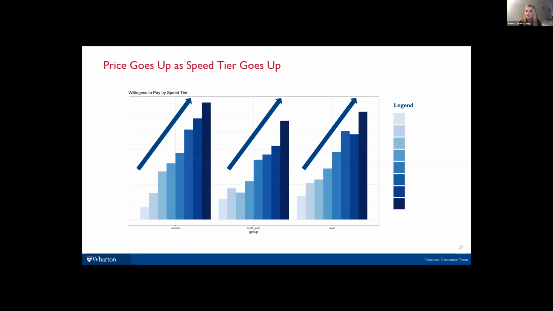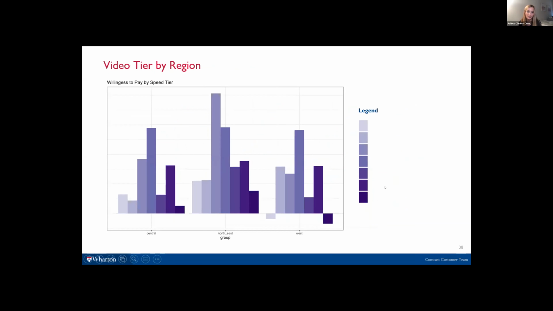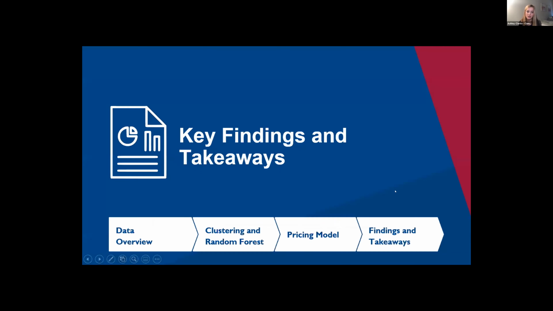And then I think for speed tier, it's pretty good news because there's a high correlation: as speed tier goes up, we also see that the customer's willingness to pay goes up, which is good because that means they're roughly pricing their offerings correctly, because that's what we'd expect to see if the willingness to pay was already estimated correctly. And then for video tier, we found pretty consistent results by region. Obviously, the West was a little bit lower just because there's such a demand for video in that region.